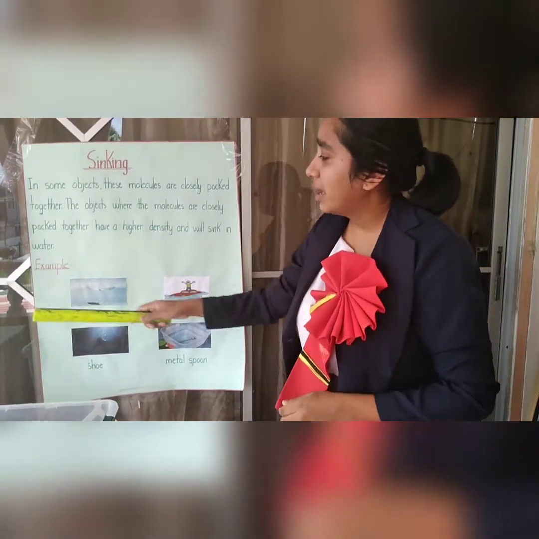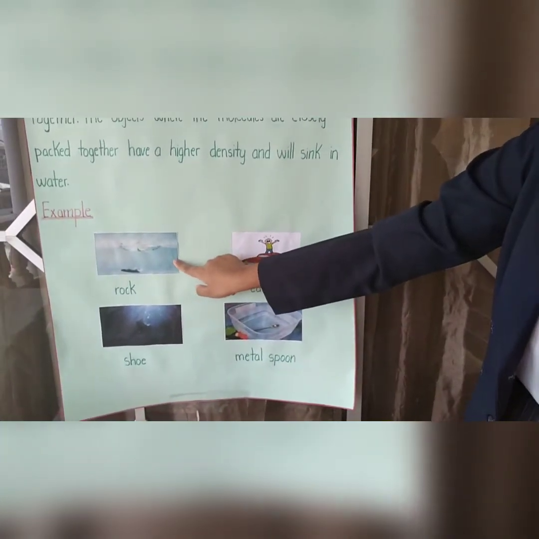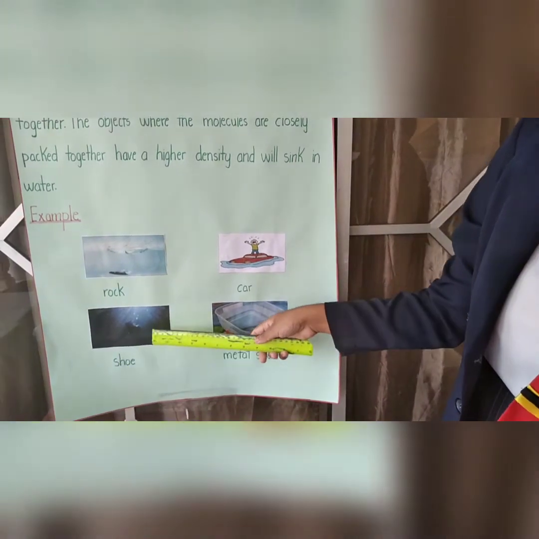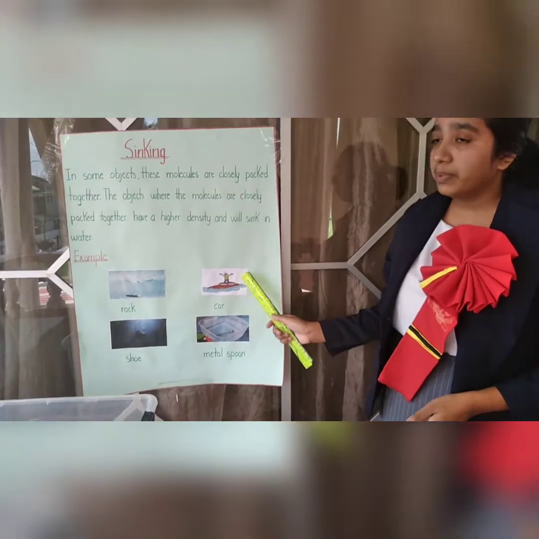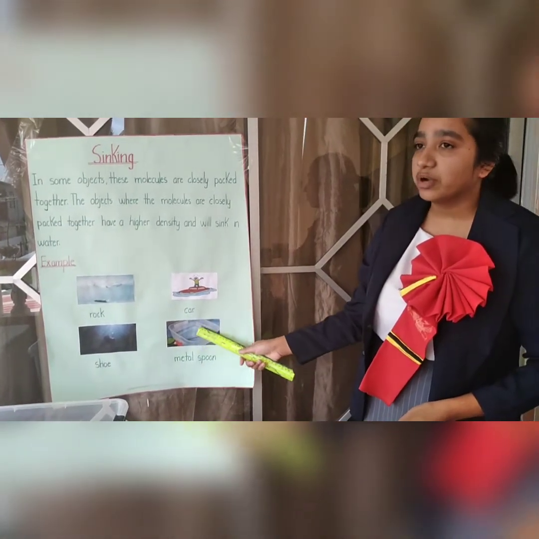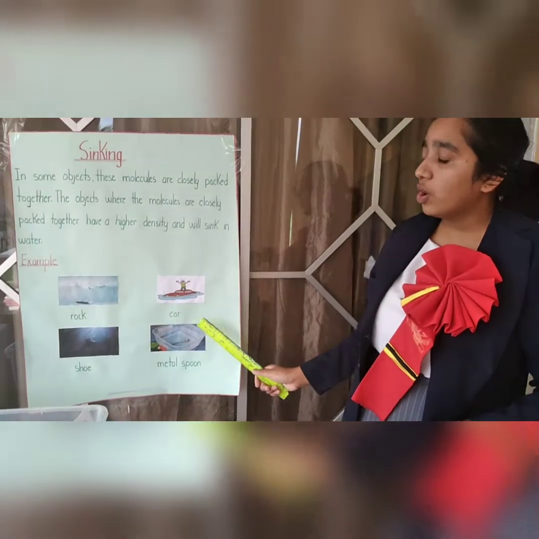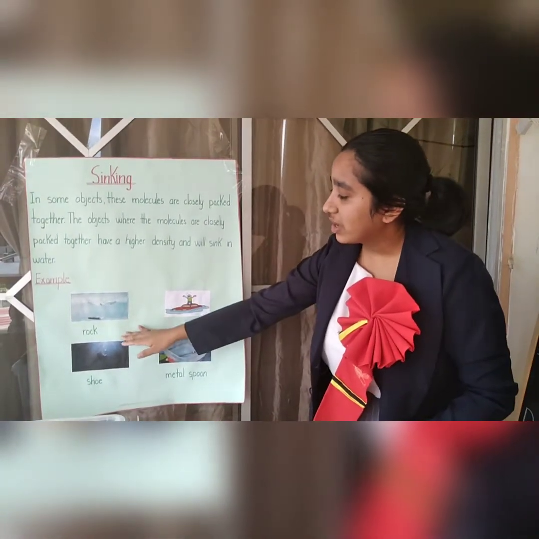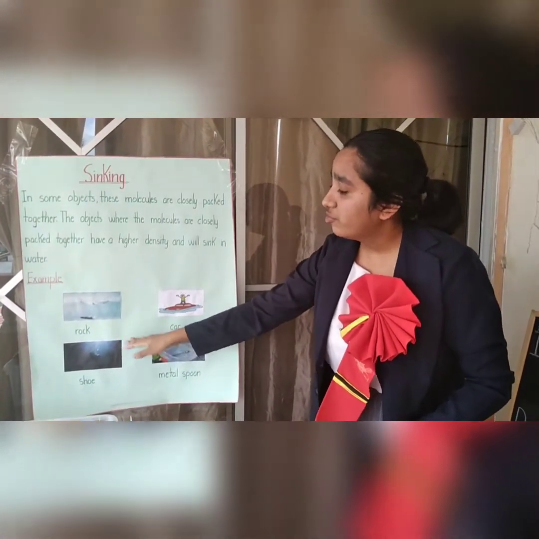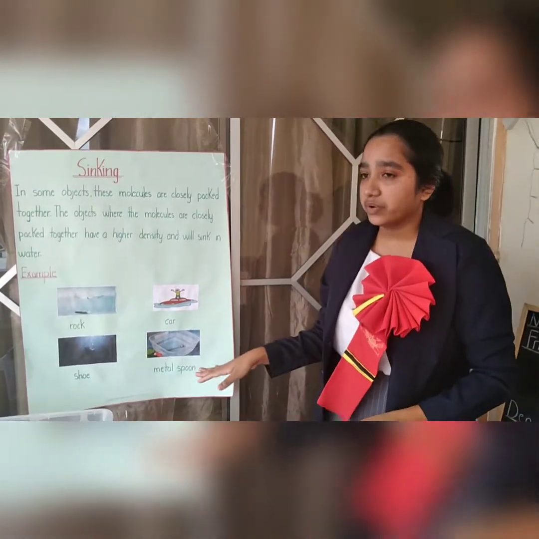And we have some examples here. We have the rock, which is being tossed into some water. We have the shoe. The car is also being plunged inside of the water, and the metal spoon is also submerged in water. Now in all 4 of these pictures here, we are seeing that these objects are going at the bottom. They're not floating up to the surface of the water, they're at the bottom of the water.